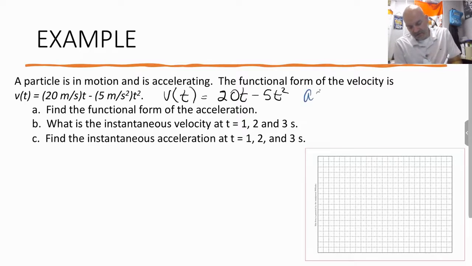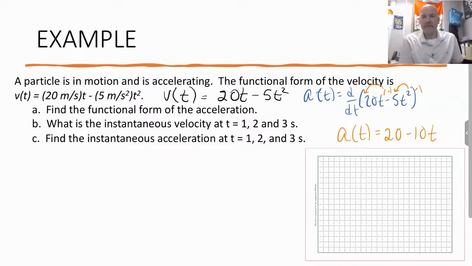So we know that acceleration is simply the derivative of our velocity function. Remember, the exponent comes down and we subtract 1. There's a 1 here, that comes down, we subtract 1. And so we end up with a of t equals 20 minus 10t. Again, remember, parabola goes to line, and that's what's happening here. Our velocity function is a parabola, and that becomes a linear function. Okay, so there's our answer to part A.